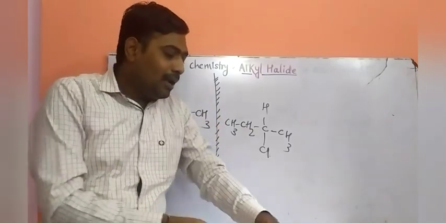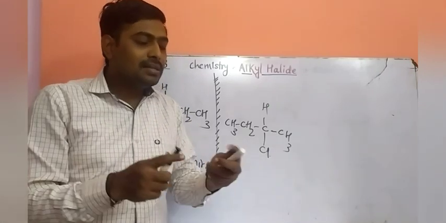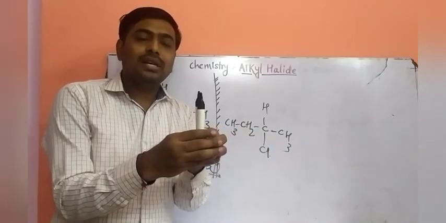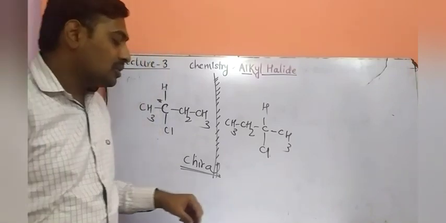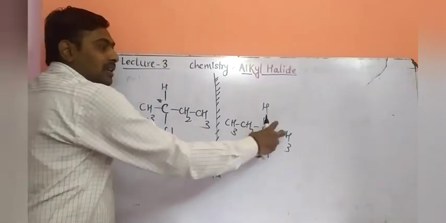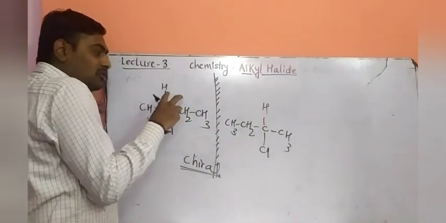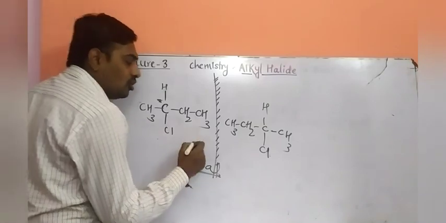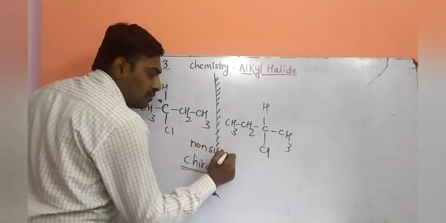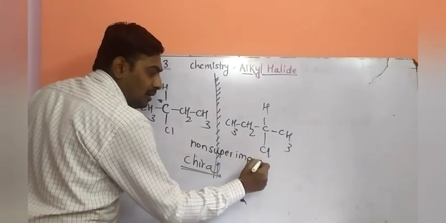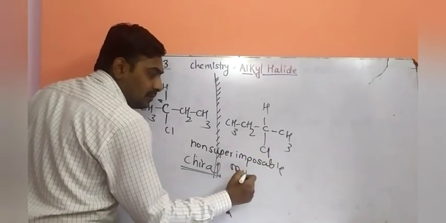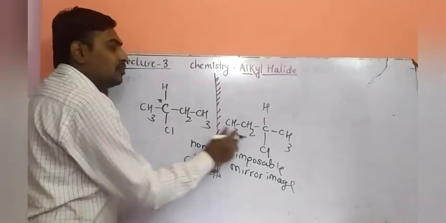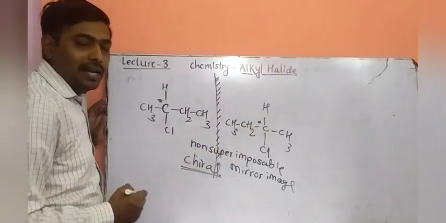If this compound has a mirror image, and we place this compound in front of a mirror, it gives the same image. So this can be placed on this one. Both are the same compound. But when we take 2 different compounds like this one, when the first compound is placed on the second compound, the compounds do not match. This is called a non-superimposable mirror image. And non-superimposable compounds are chiral compounds and optically active compounds.